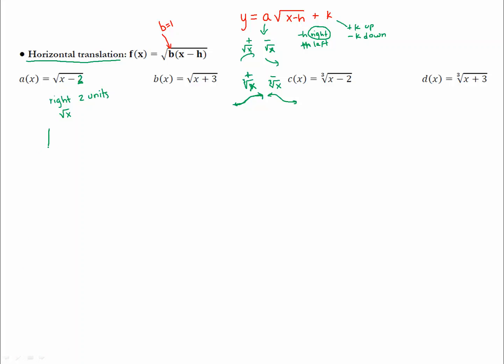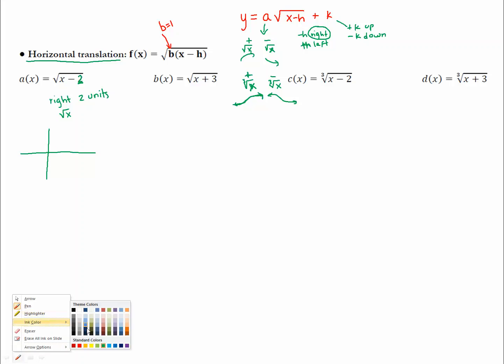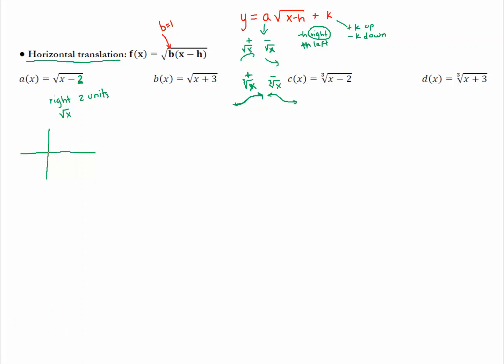So let me change the color. So it's moving to the right 2 units. So it used to be at 0, 0. Now it's moving to 2, 0. And what does the square root of x look like when it's positive? Swooshing up. So this one's swooshing up. See? Normally the square root of x does this, right? This is y equals the square root of x. But it has been shifted 2 units to the right.